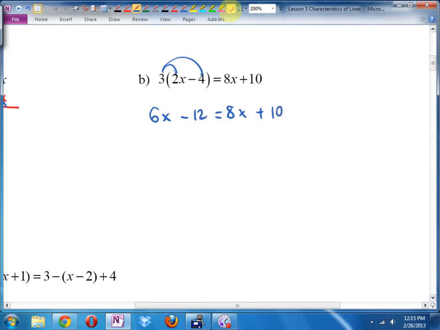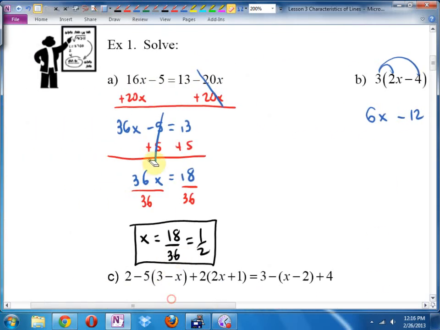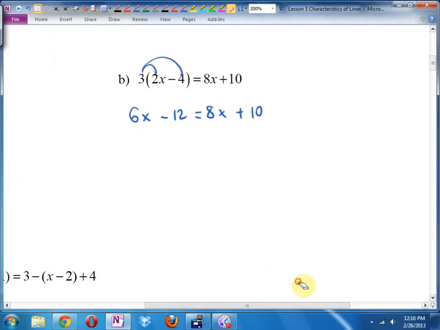Graham, I want you to notice something. Once I got rid of the brackets, I now have, look up, variable number, variable number. Isn't it now exactly like A, where that had a variable, a number, a variable, and a number? Our strategy for equation solving, Ty, is whenever possible, we turn it into one we already know how to solve. So, now what?